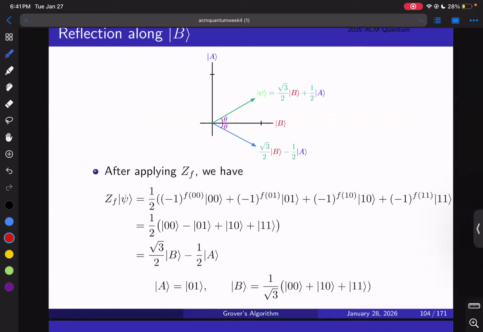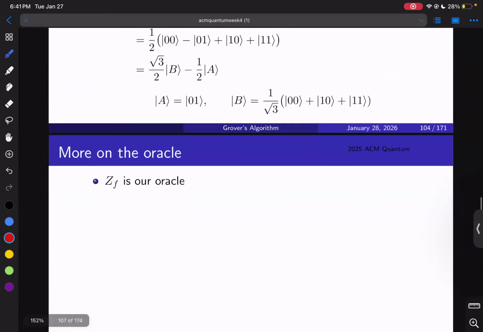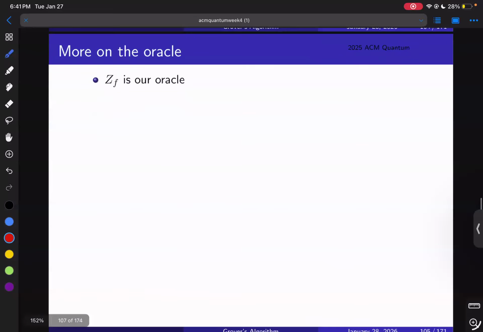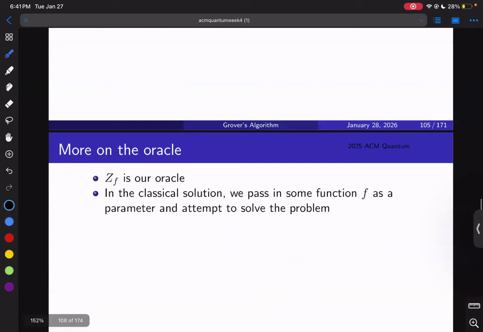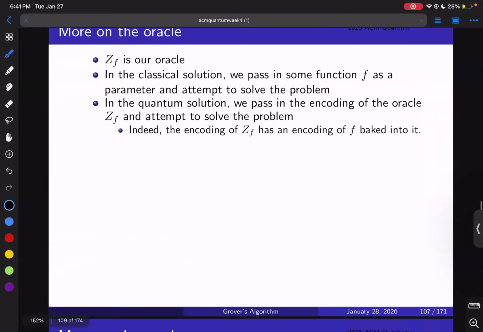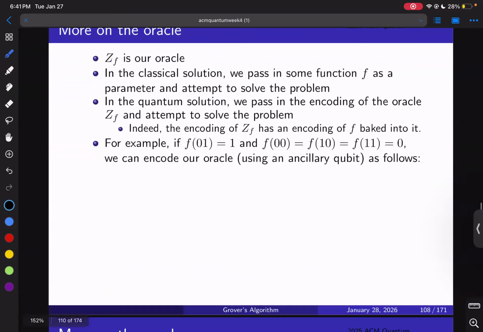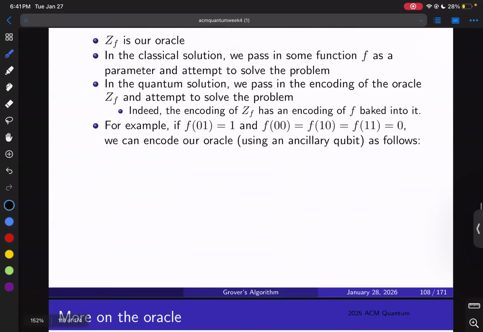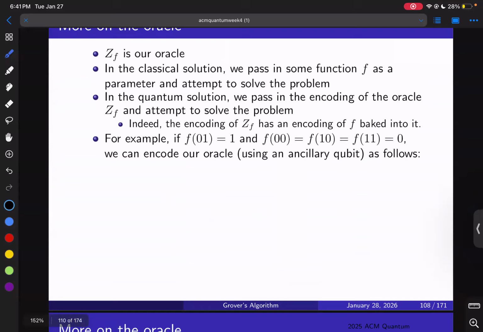So ZF is the oracle in essence. The oracle will reflect across the B axis. That's what I just said: ZF is our oracle, because it encodes something about F. It adds that (-1) to the F of X in front of the state.